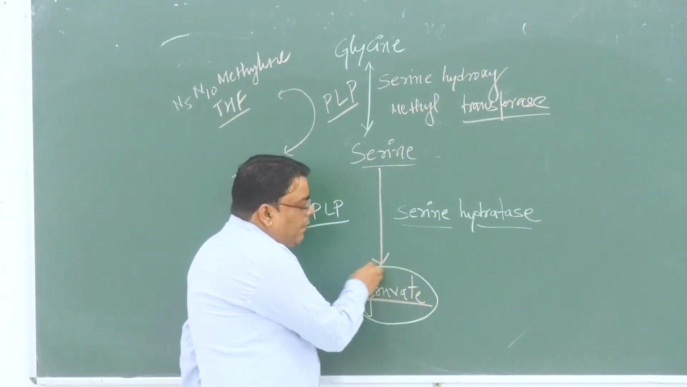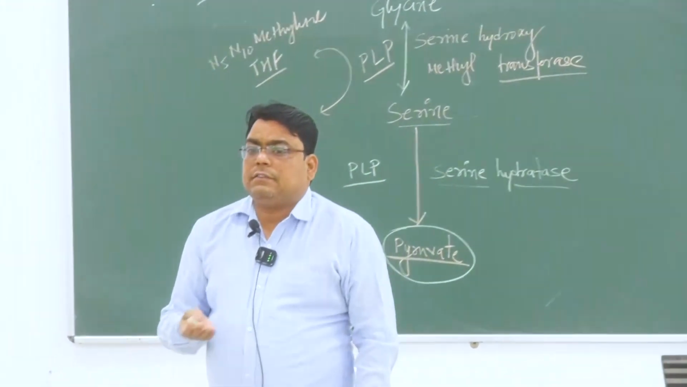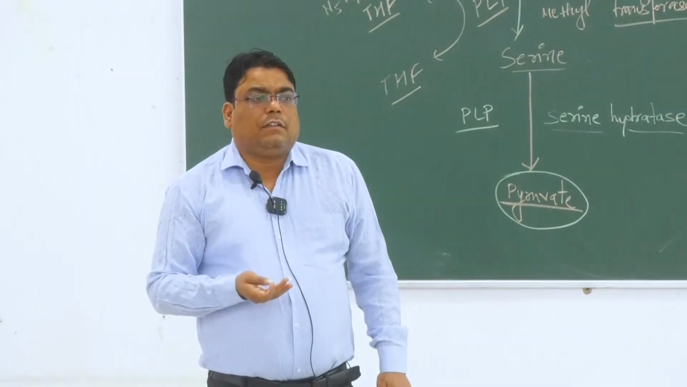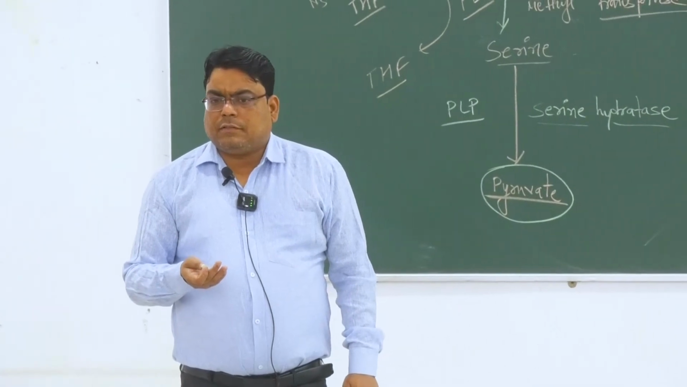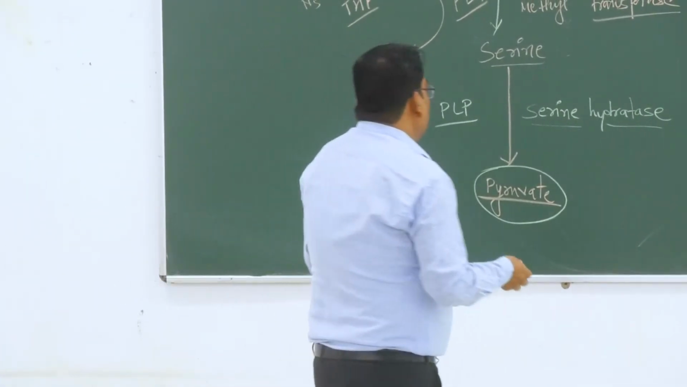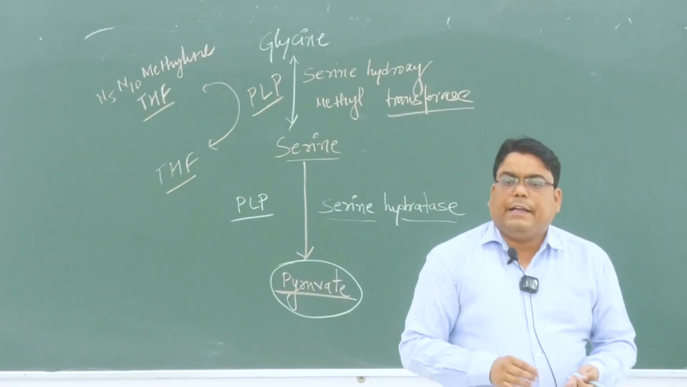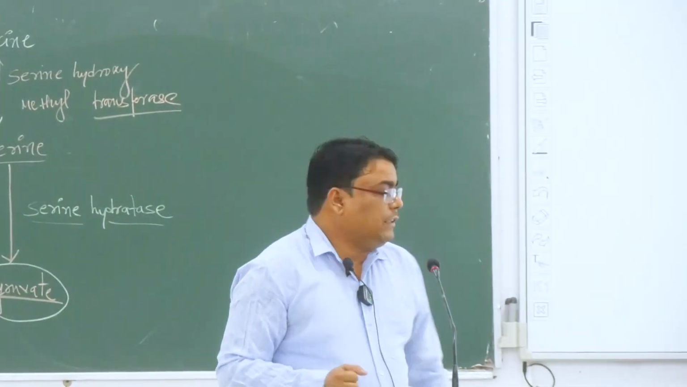And you already know pyruvate is what? It is a substrate for which cycle? Glycolysis. TCA cycle. Okay, so it is a glucogenic amino acid.